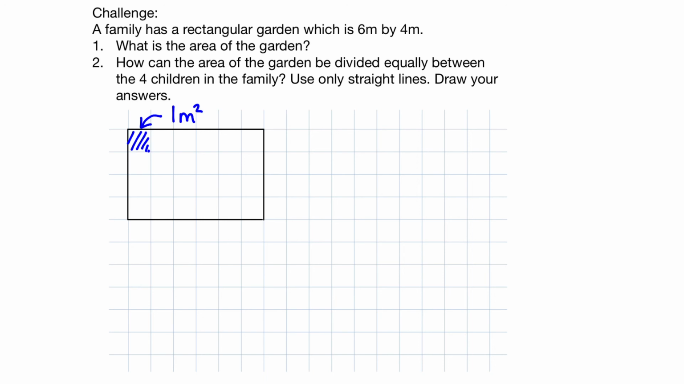Now, I'm saying with straight lines, but just so we're clear, the straight lines can go diagonally. The straight lines can go like that. As long as the lines are straight, what I'm saying is I don't want anybody dividing the garden up like this. So only straight lines, please.